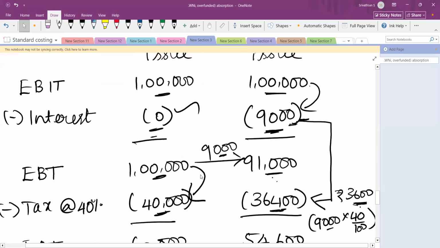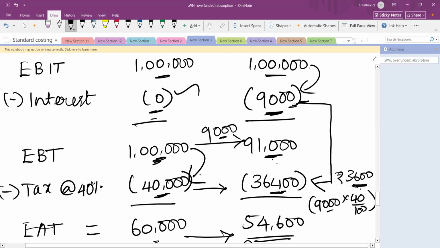So let me summarize it. Before issue of debenture, company was paying 0 rupees interest. So the company had to pay 40% tax on 1 lakh rupees. After issue of debenture, the company is paying interest of 9,000 rupees. So the company is paying 40% tax on only 91,000 rupees. So the company is paying 3,600 rupees of less tax, right? And the company is saving 3,600 rupees of tax because of this interest expense. So interest is giving us a tax benefit.